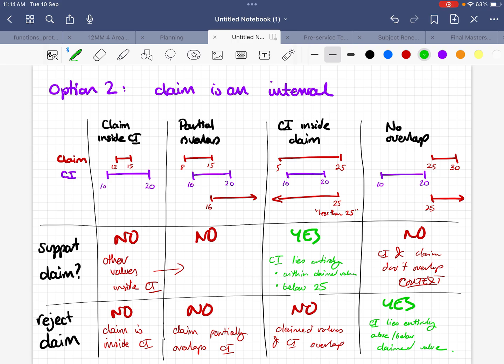I'm going to do a quick video to show you how to use your calculator to do this, but this is everything for confidence intervals for a mean.